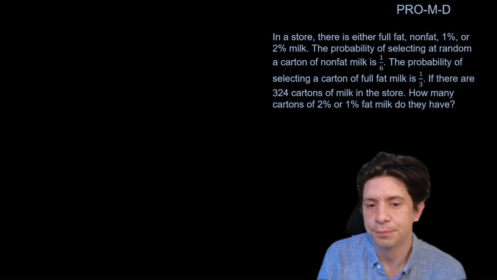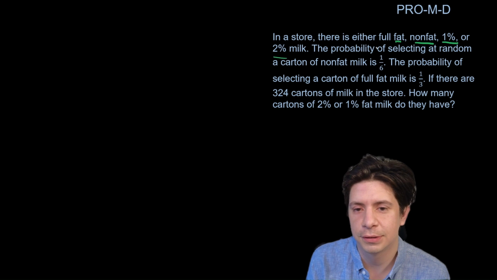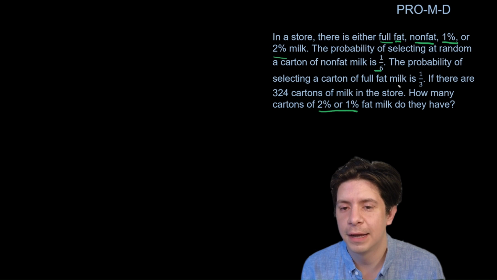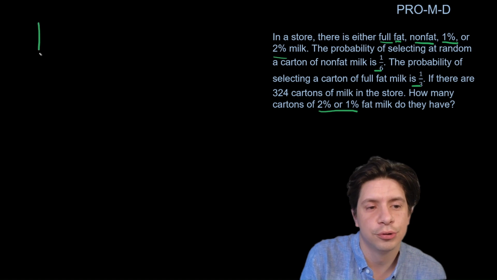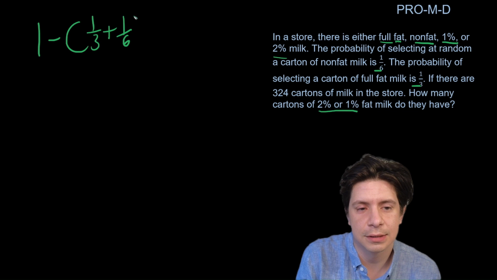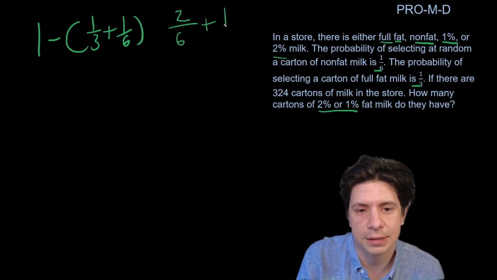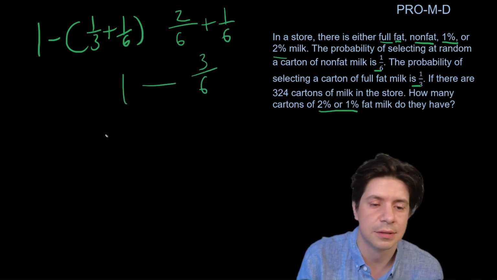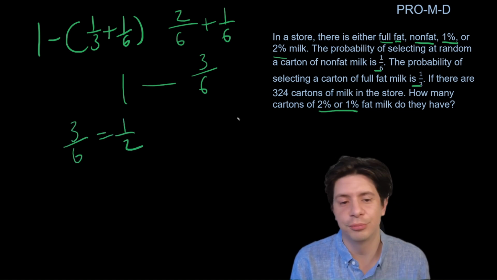Okay, so we're told we have 4 categories of milk: full-fat, non-fat, 1%, or 2%. And then we're looking for the 1% or 2%, and we're given the non-fat and the full-fat. So we'll take these away, and we should be left with just the 2% or 1%. So let's find. We'll do 1 because that'd be the total, minus parentheses 1/3 plus 1/6. 1/3 plus 1/6 is equal to 2/6 plus 1/6, which equals 3/6. So we're going to do 1 minus 3/6, and that's going to be 3/6, which equals a half. So half the milk is 2% or 1%.